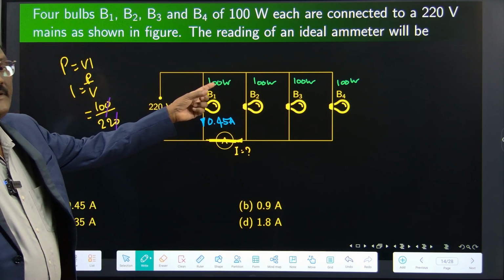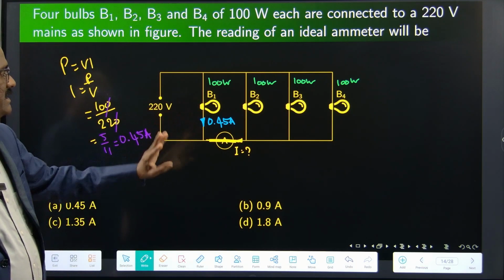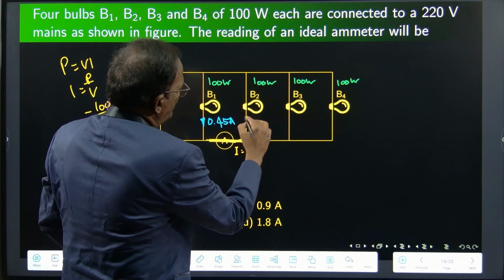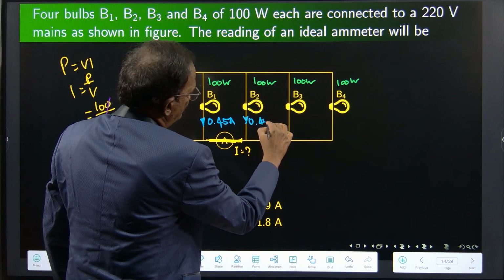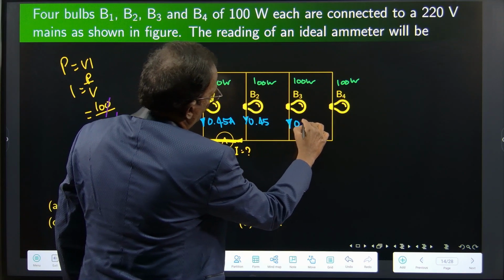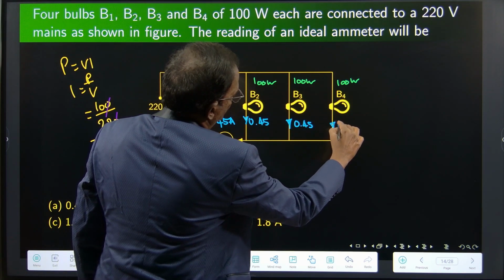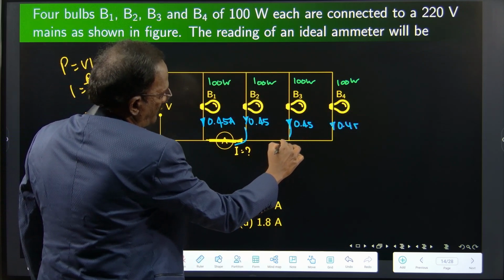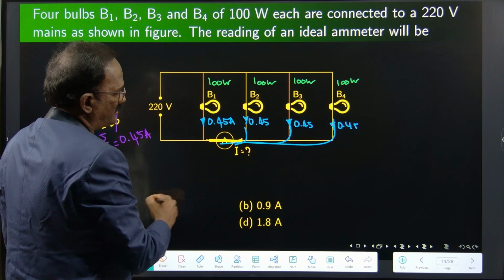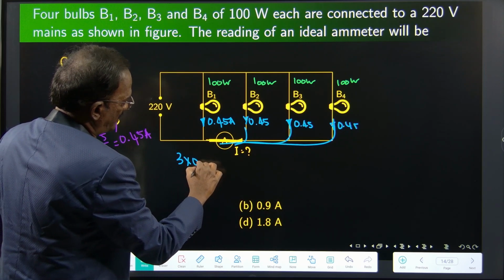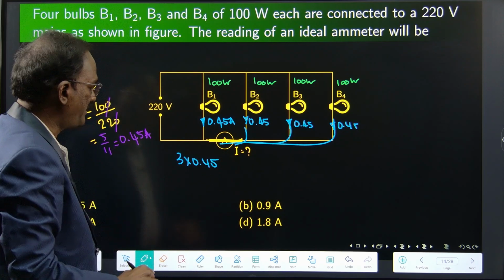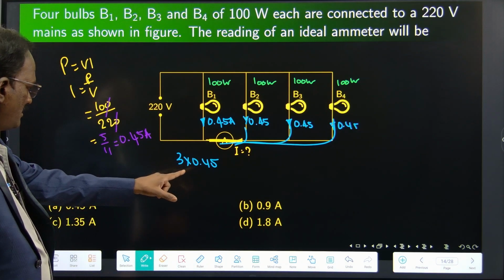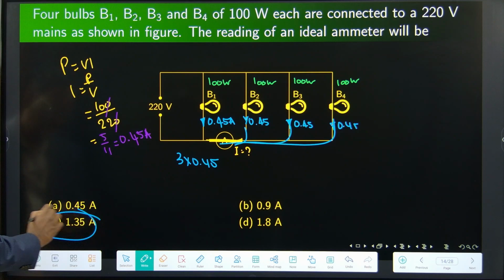V and P are given, so directly we are getting the current. Same rating, voltage is the same, power is also the same. This current is 0.45, this current is also 0.45, and this is 0.45. All the 3 currents, 0.45, 0.45 and 0.45, are joining here and flowing through the ammeter. 3 into 0.45 will be the answer. 1.35 will be the answer. Yes.